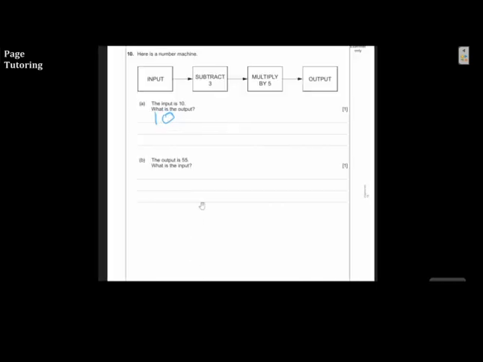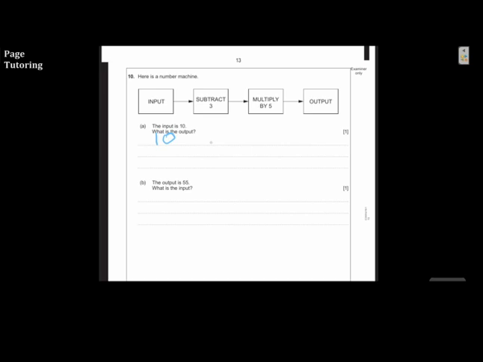So question 1 is, the input is 10. So we're going to write down 10, that's what we've put in our number machine. What is the output? So if I zoom in, see a little bit here, we've put in our 10. Next step in our number machine, we're going to subtract 3. So that gives us 7. We go to our next step and multiply by 5. That gives us 35. And then that's the end. That's our output, 35.